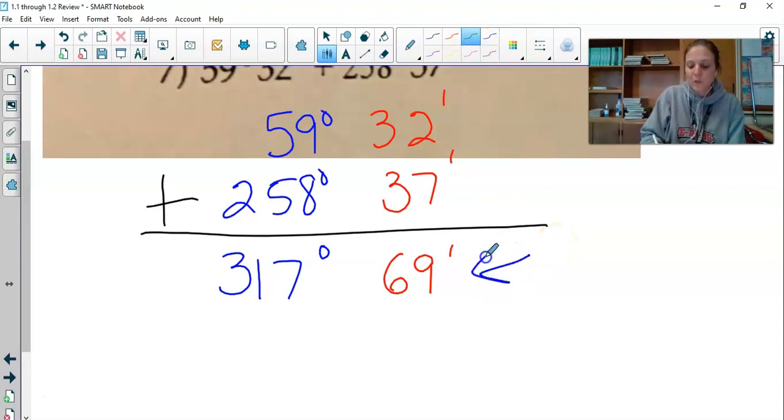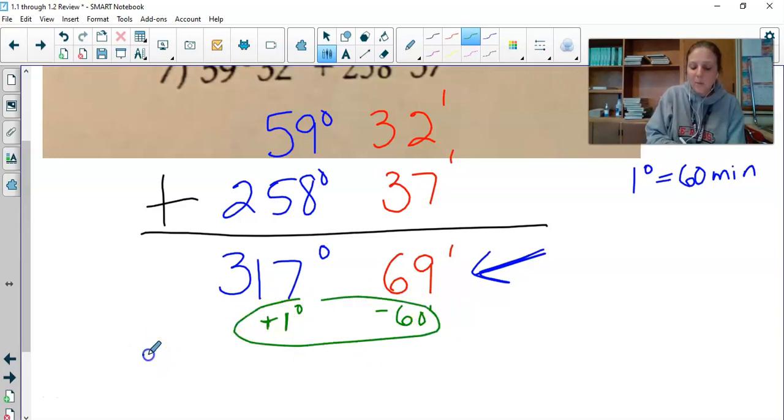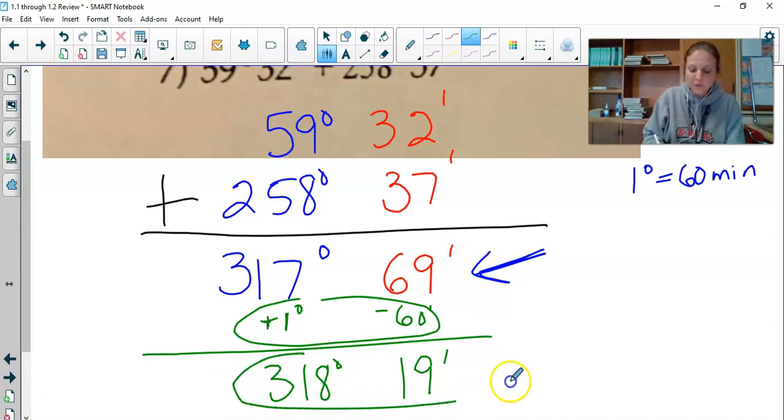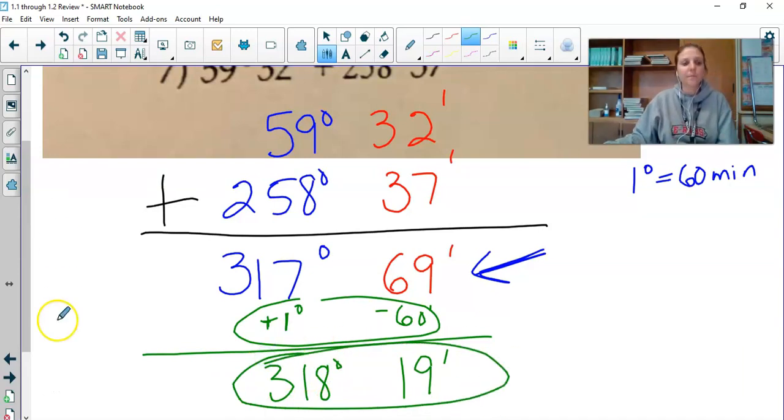So what you have to do is reduce these minutes so that they're less than 60. Remember, 1 degree equals 60 minutes. So I'm going to subtract out that extra 60 minutes, which then adds in that full degree over here. So remember how we did that? Go ahead and subtract the 69 minutes minus 60, and then add in that degree. This is your simplified angle.